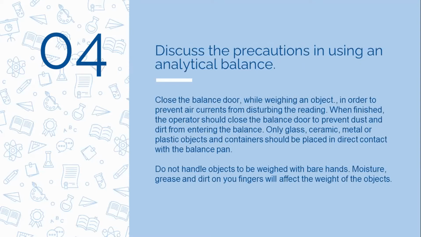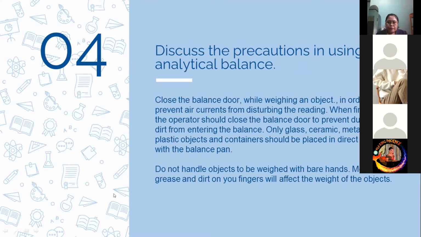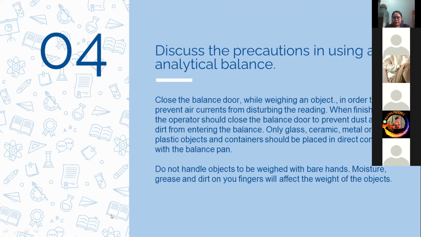Then number 4, discuss the principle of balance. First, close the balance door, the weighing chamber or glass door, while weighing an object in order to prevent air currents from disturbing the reading. So it should be closed when we weigh. When finished, the operator should close the balance door to prevent dust and dirt from entering the balance.